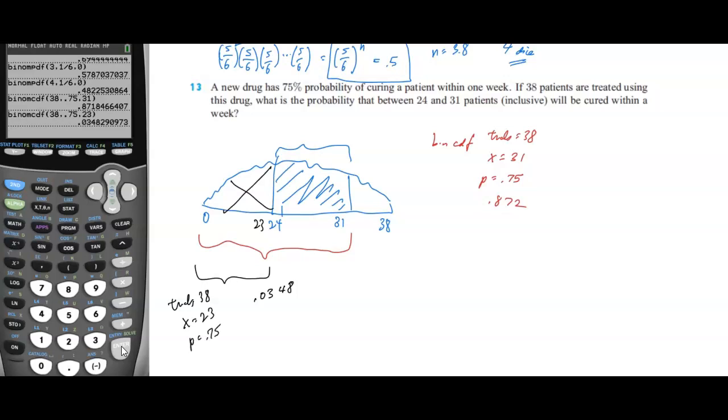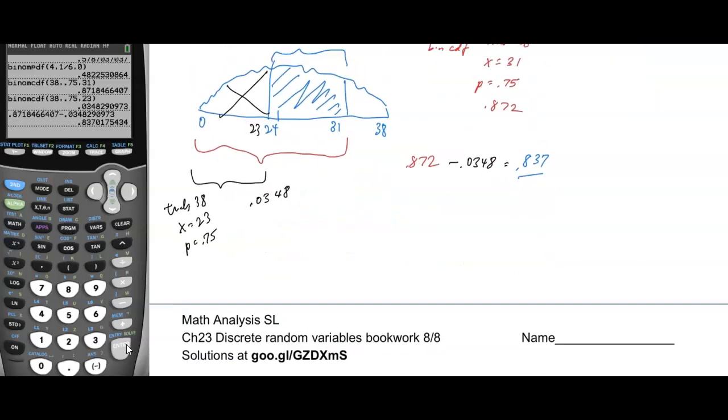So what we're going to do now is take the red region and subtract the black region. And that will give us the blue region. So the blue region is 0.87 and so on, minus 0.0348, which is 0.837. And we're done with this page.